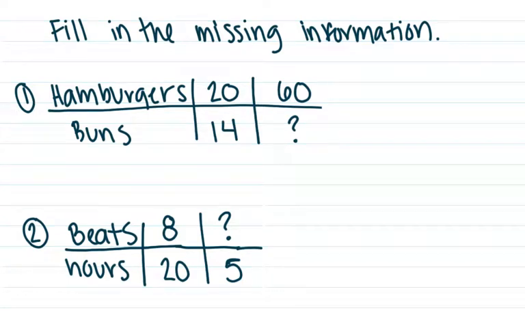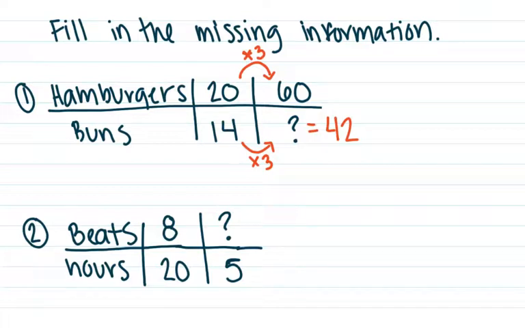All right, so for example, number 1, if I have 20 hamburgers and only 14 buns, okay, and they want to know how many buns I will have if I have 60 hamburgers, we actually can see a pattern here. What can I do to 20 to make it become a 60? Well, I can multiply it by 3. If I multiply the top number by 3, in order to keep that ratio equivalent, I have to multiply the bun number, that 14, by 3 as well. And when I do that, I find out that I'm going to have 42 buns. 14 times 3 is 42. So that's how many buns is missing from my table.